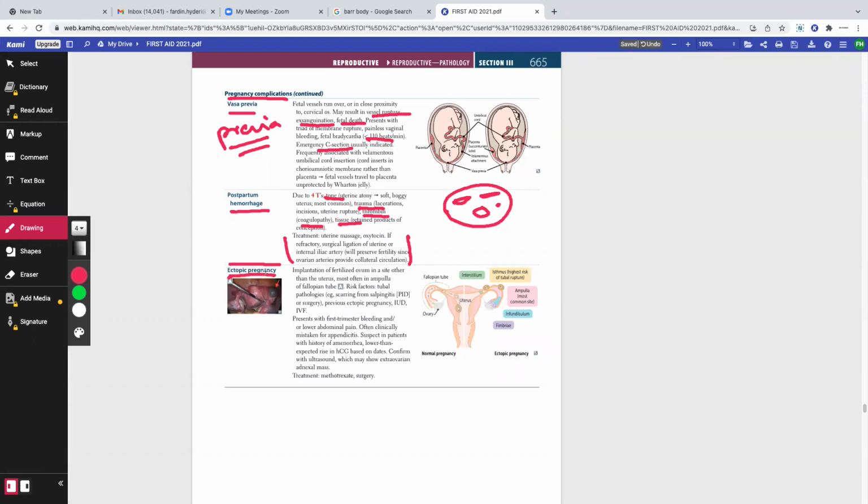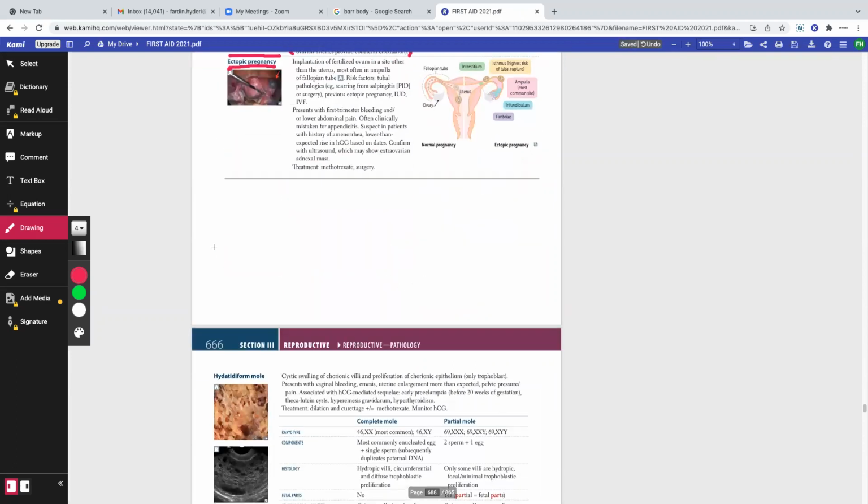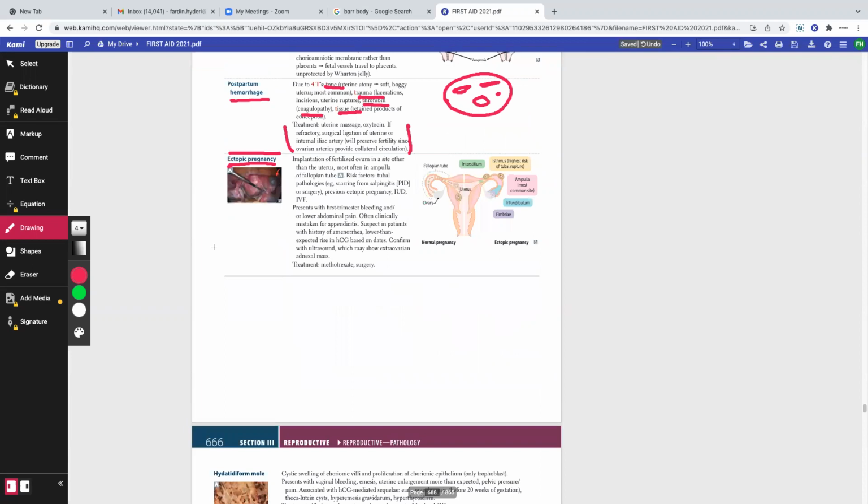Okay, that's that. Next one is ectopic pregnancy. What is ectopic pregnancy? Ectopic pregnancy is basically a condition where we have implantation of the ovum in a site other than the uterus, most often in the ampulla of the fallopian tube. For example, let's say that these are the ovaries. These are the fimbriae. This is the ampulla. This is the fallopian tube.